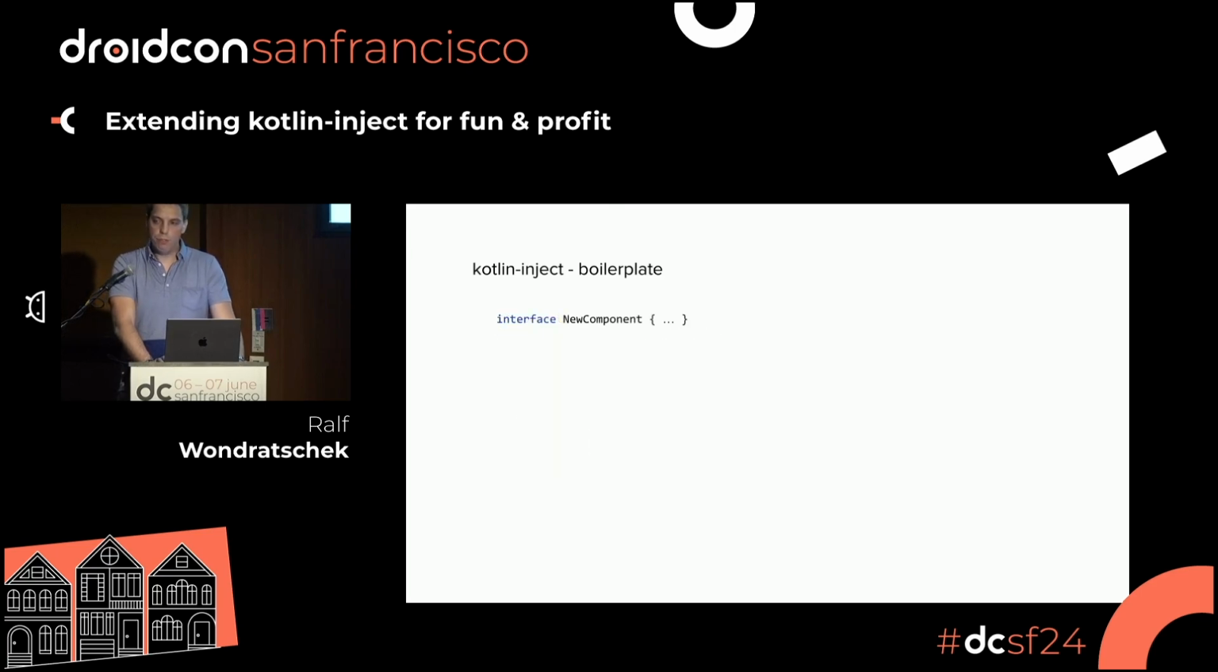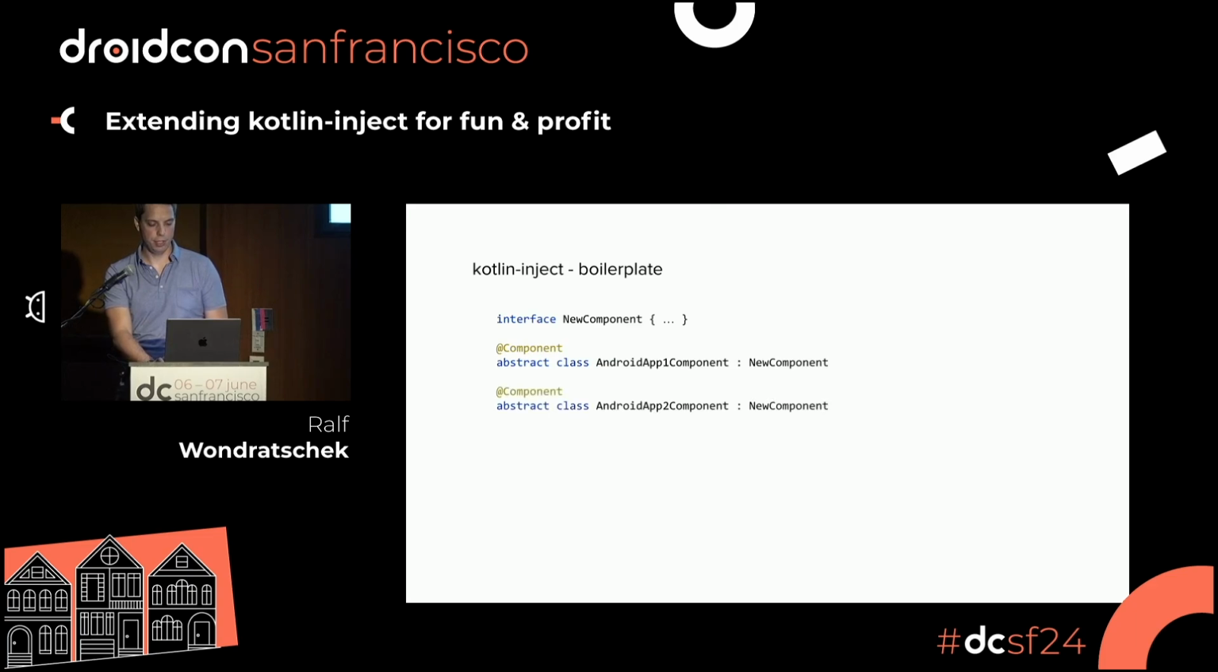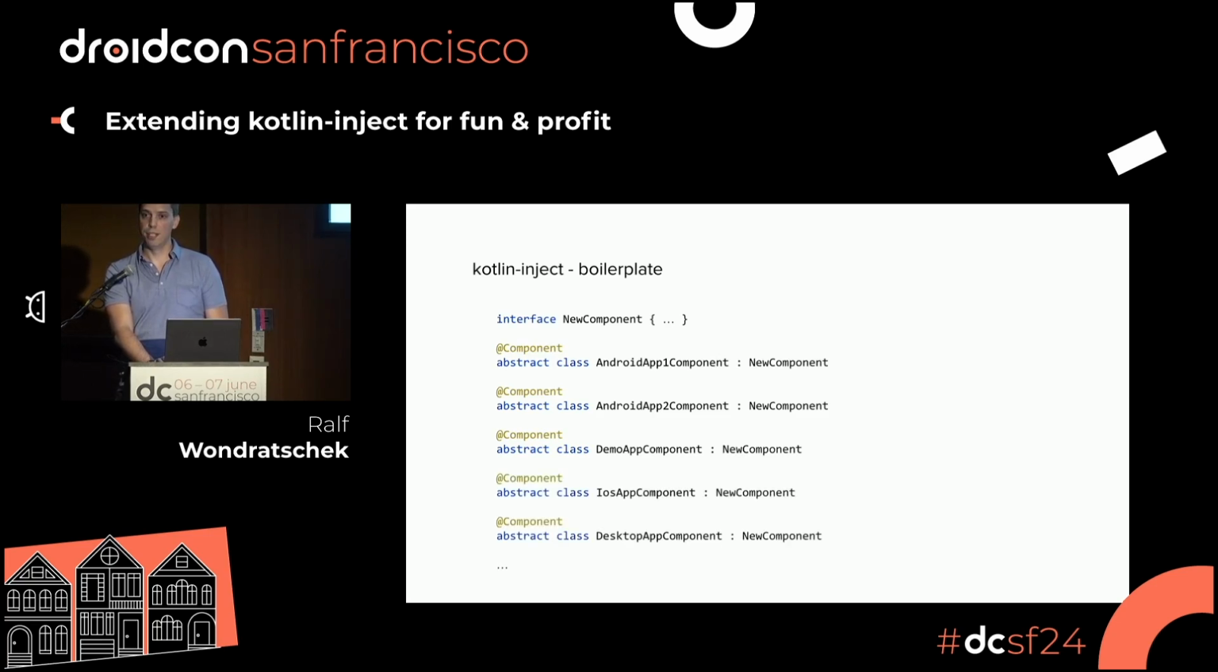It gets even worse when you want to introduce a new component interface or a new provider method, for example. We have a fairly modularized code base with multiple applications. So we have to add this new component interface to our one Android application component. Then there's a second Android app where we have to add this. Maybe there's a demo app where we have to add this. The iOS app needs to be updated, also the desktop app. So we have to go through every single app in order to add this new interface, which is very tedious.